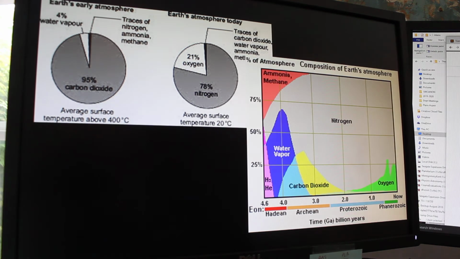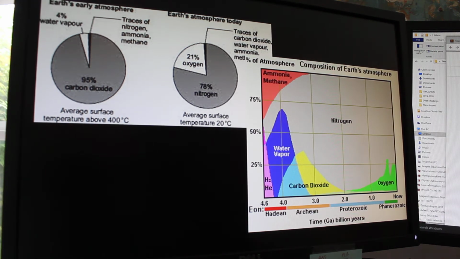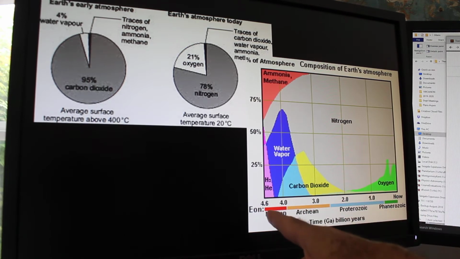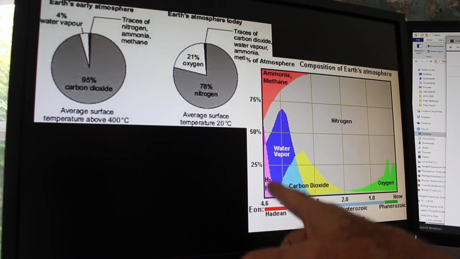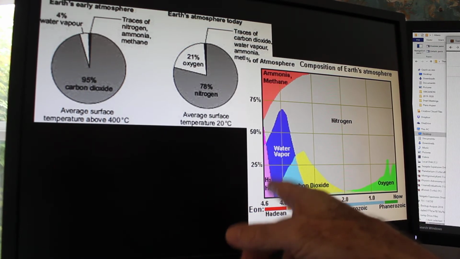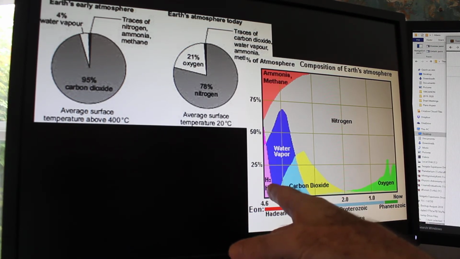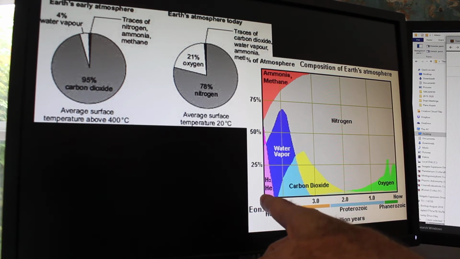All right, this is how our atmosphere changed in graph form. So you see, this is years ago. This is 4.6 billion years ago when the solar system formed. Remember, there was hydrogen and helium around because that's what makes up most of the universe. But that didn't last. Our Earth is not large enough to hold on to its hydrogen and helium. It just escapes into space and we can't hold on to it.